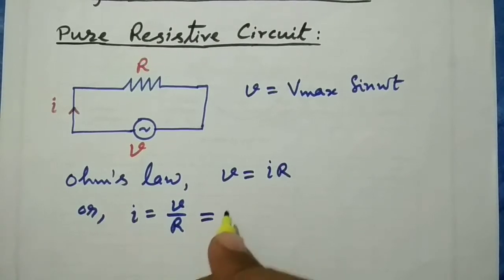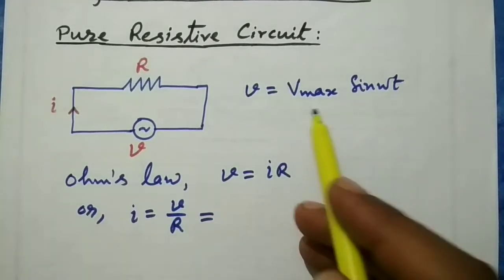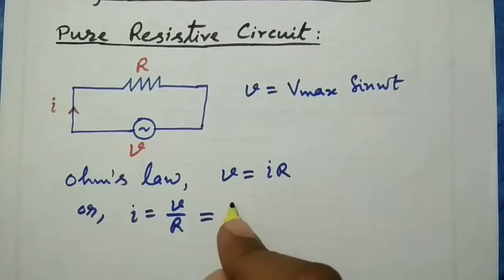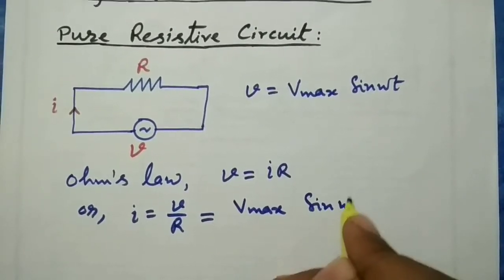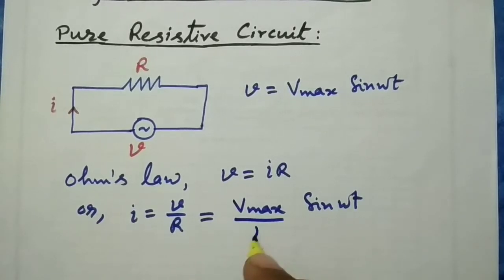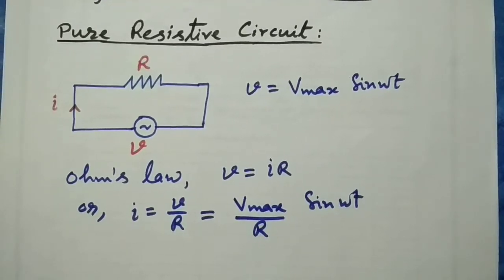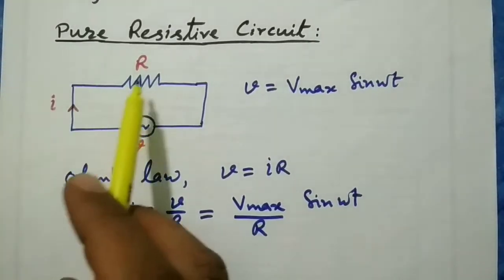Now put the value of V here. The V is V max sin omega t. So here it will be V max sin omega t upon R. So this is the value of the instantaneous current that will be flowing in this purely resistive circuit.